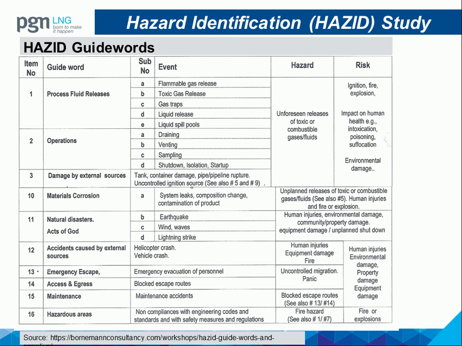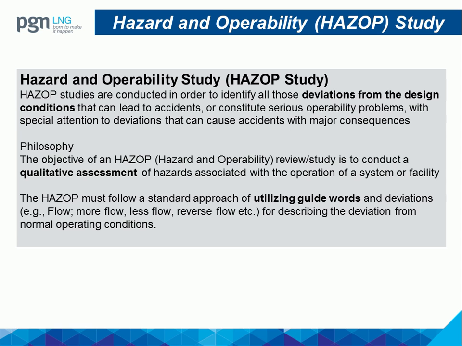These are the guide words that normally will be used during the study. So will there be a process release, and if there is a release, what would the hazard be, and what is the risk, whether there's an ignition, fire, explosion, or an impact on humans, etc. Normally this is a standard guide word list, so your HAZID chairman normally goes through this, and we brainstorm. The people in the HAZID meeting will give their thoughts, their experience, and give input to the HAZID study itself.